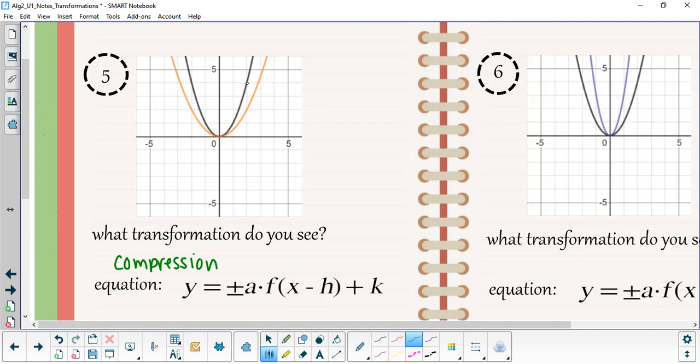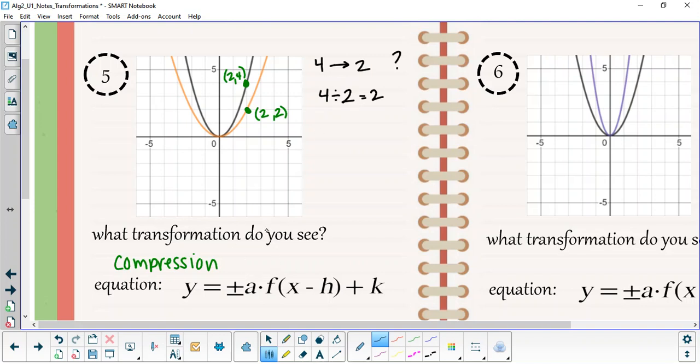Well, if I look at my original graph, I have a point here at (2, 4). And then I have a point on my new graph at (2, 2). So to figure out the compression, I'm going to look at the y value from my parent graph, which is 4, and then the y value of my new graph, which is 2. So how did I get from 4 to 2? I would do 4 divided by 2 equals 2.